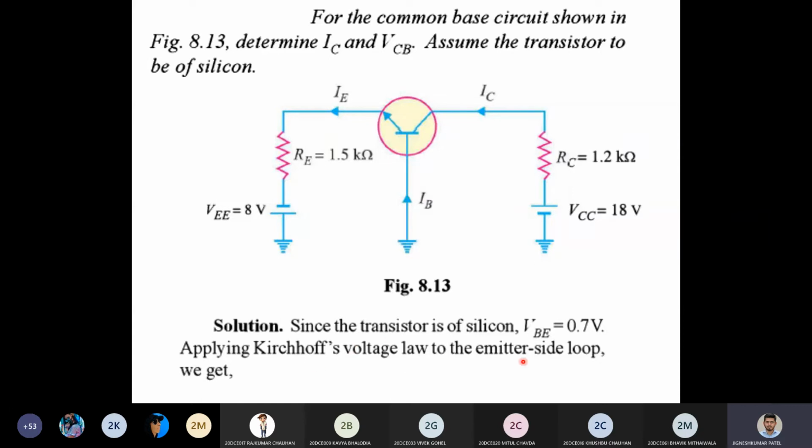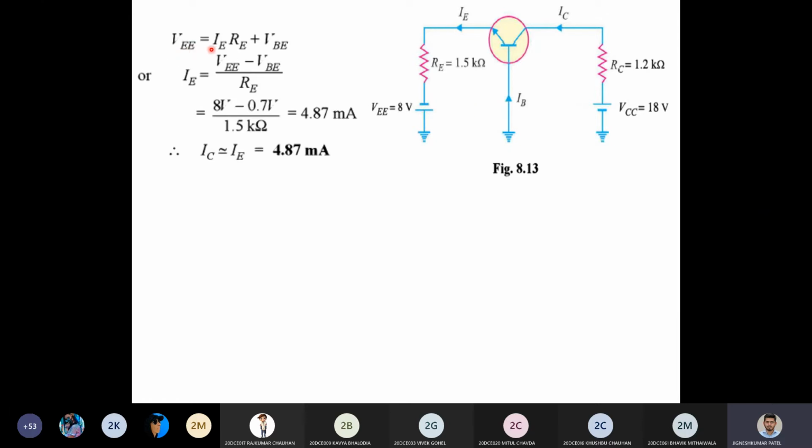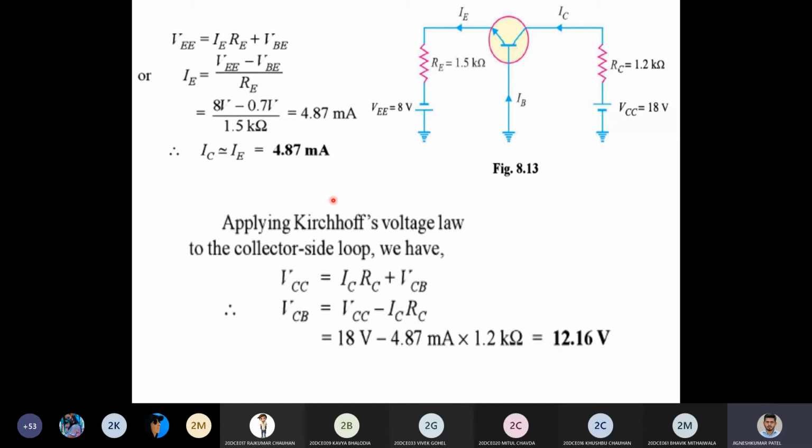So applying Kirchhoff voltage law to the emitter side loop, we get VEE is equal to IE into RE plus VBE, or IE is equal to VEE minus VBE divided by RE. VEE is actually this battery. VBE is the internal voltage, the potential barrier that you have to break to flow the current. So 8 minus 0.7 divided by 1.5 gives 4.87 milliampere of emitter current. Once you get that, from that you can calculate your IC and your IB.